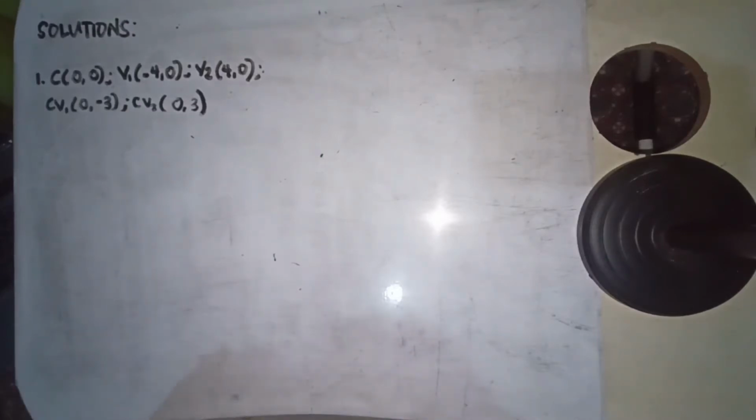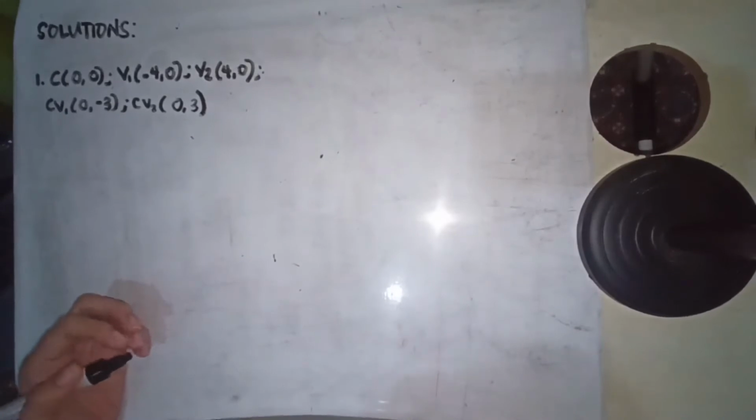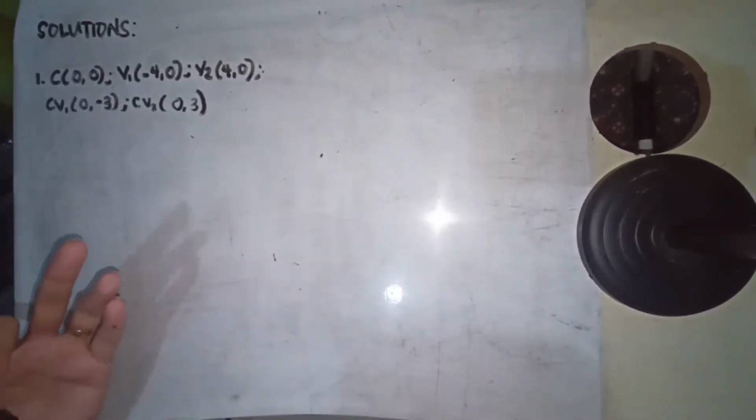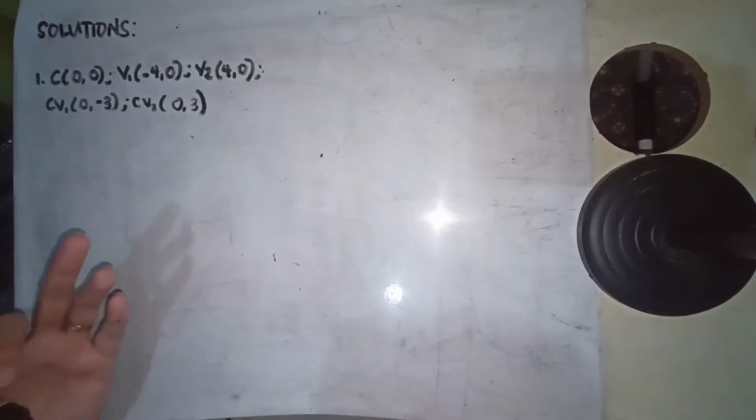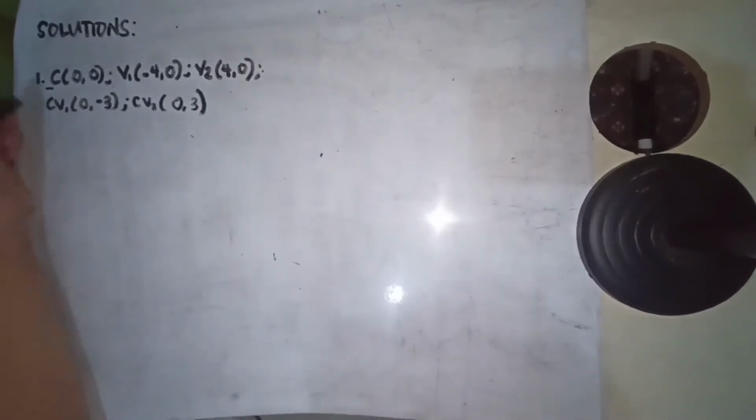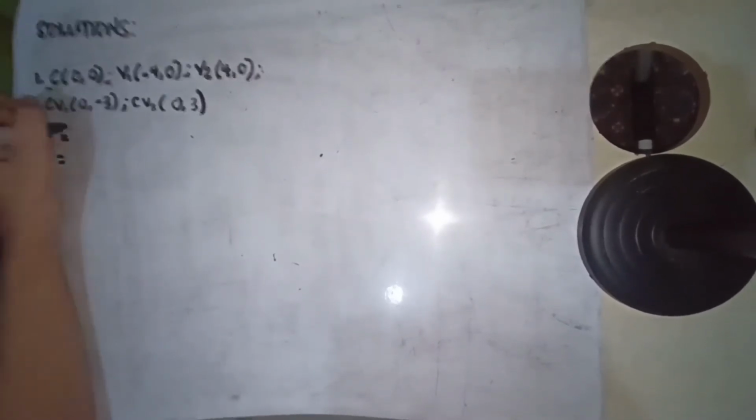So in finding the standard equation of an ellipse, we need two things. Actually, three. First is the coordinates of our center, which is already given. And also our distance A and distance B. Okay, so these are what we need to find.